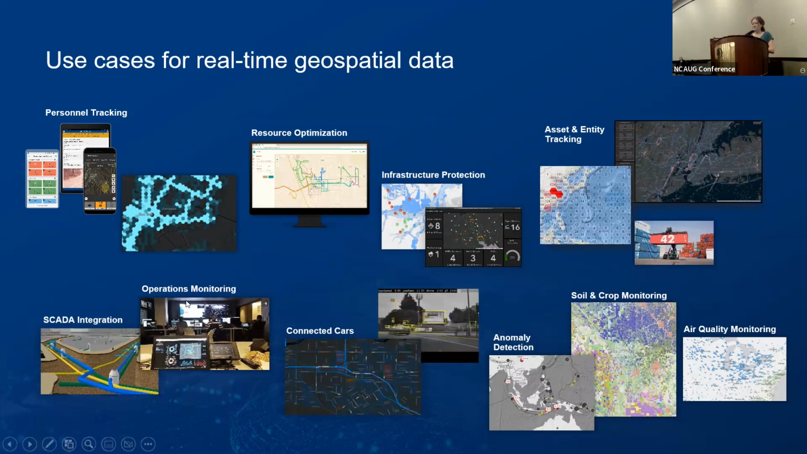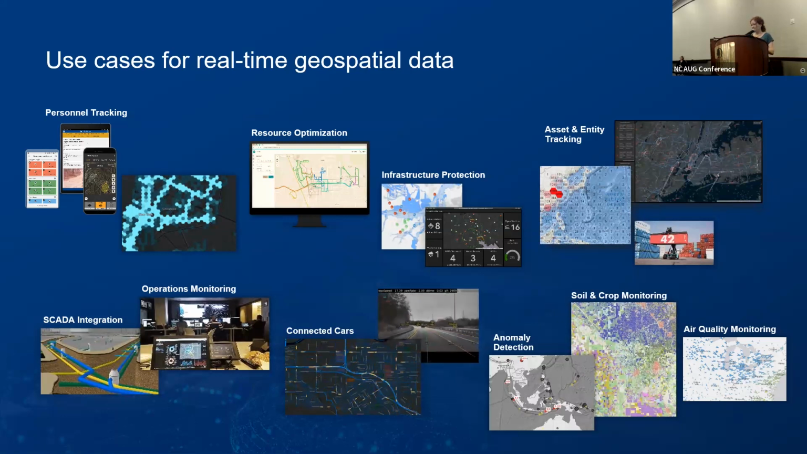Then coming down here on the bottom, there are also use cases particular to certain types of industries. In the utility space, there's SCADA integration and operations monitoring. In the agricultural and environmental markets, there's increased usage of sensors out in the fields to do crop monitoring or air quality monitoring. And a lot of local governments are increasingly beginning to deploy sensors on the roadway networks to collect information from connected cars and really begin to understand and analyze traffic at micro patterns more so than ever before.